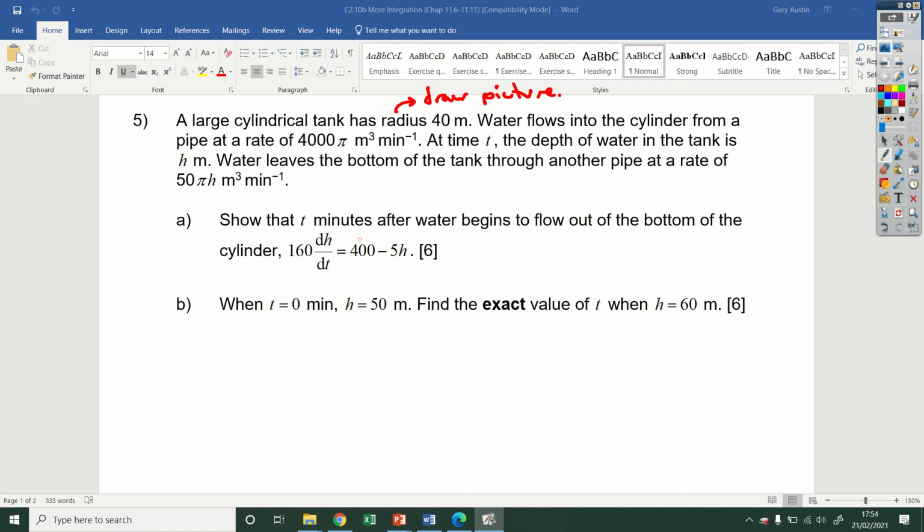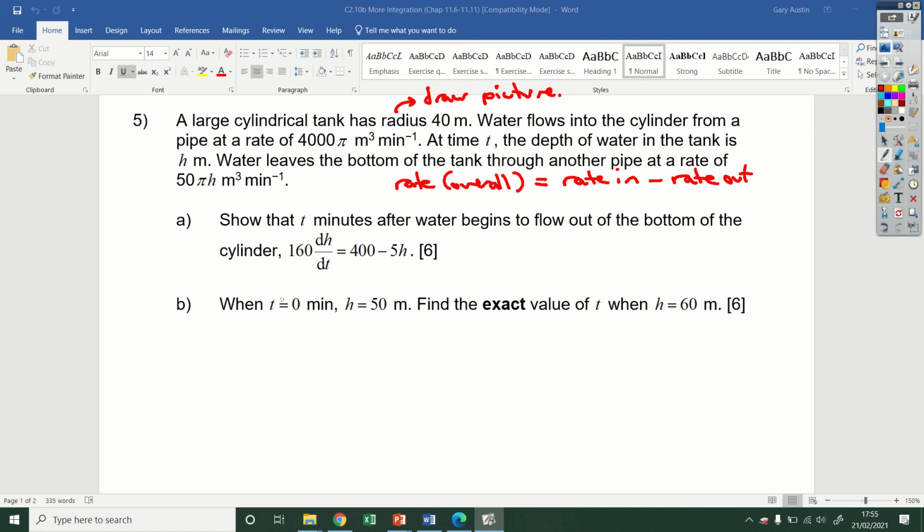And then show that this differential equation here is true after t minutes. So bear in mind what we discussed when we looked at rates of flow of a liquid in and out of a container here. You've got the rate overall is the rate in, which is going to be positive because it's going in, minus the rate out. So that's going to be the bare bones structure of your differential equation. You've just got to make sure everything goes in the right place, and you can end up at what it's got here as your final answer. That's for 6 marks.